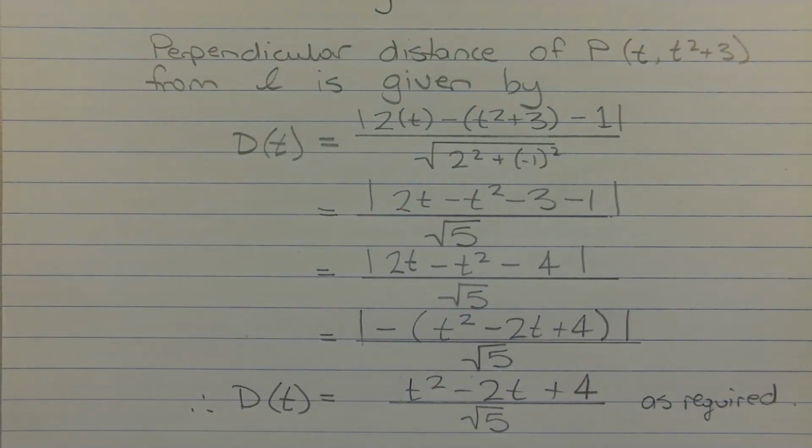square root of 5. Now if we factorize out the negative from all three terms, we get the absolute value of negative (t squared minus 2t plus 4) over the square root of 5. Now when we take the absolute value of a negative, it turns it into a positive. So we can get rid of the absolute value brackets and the negative symbol here, and we get d of t equals (t squared minus 2t plus 4) over the square root of 5 as required.